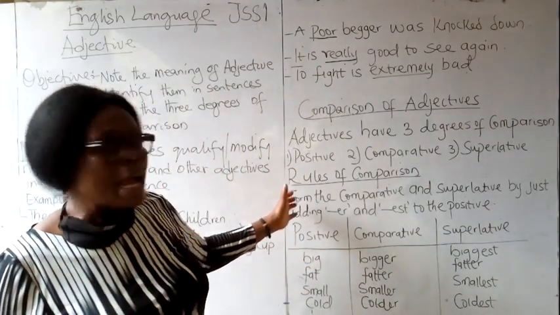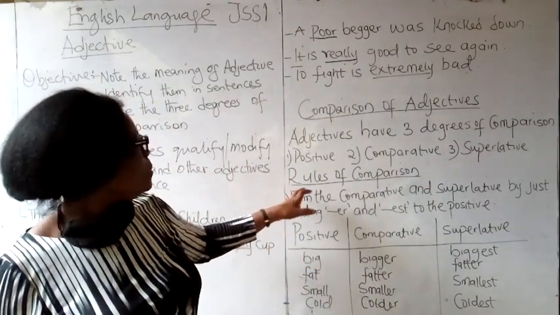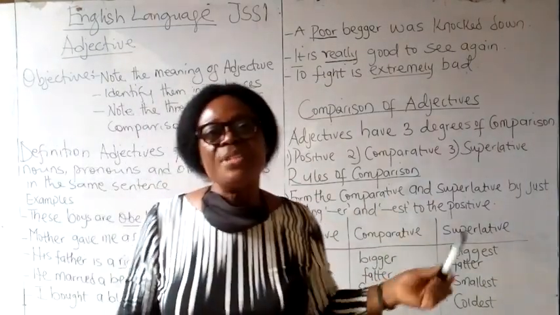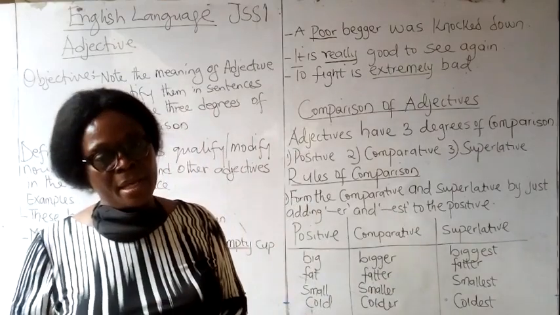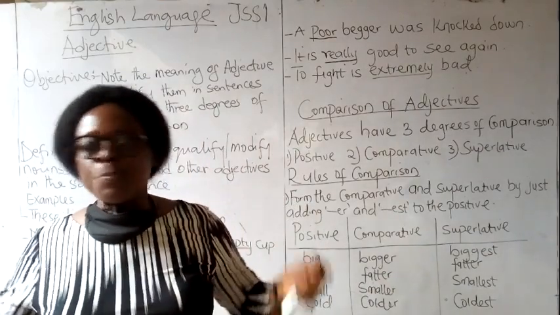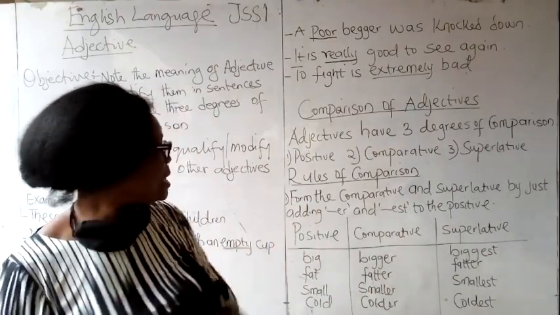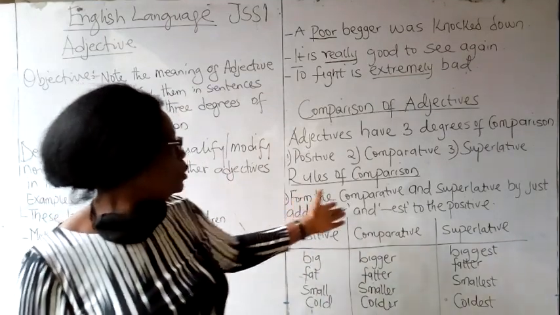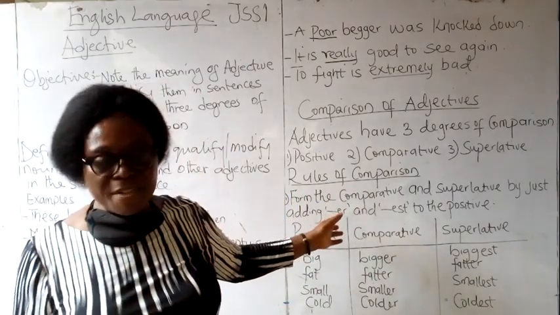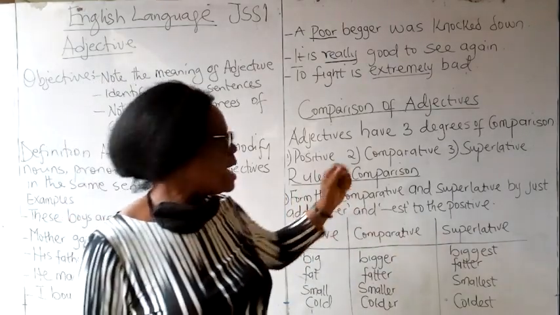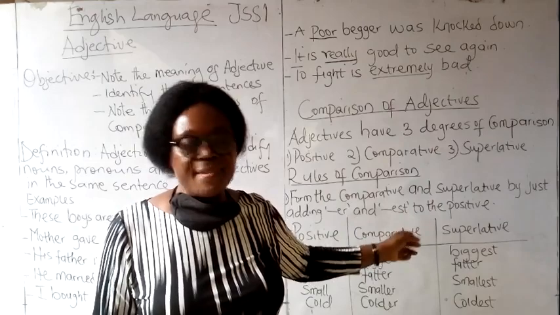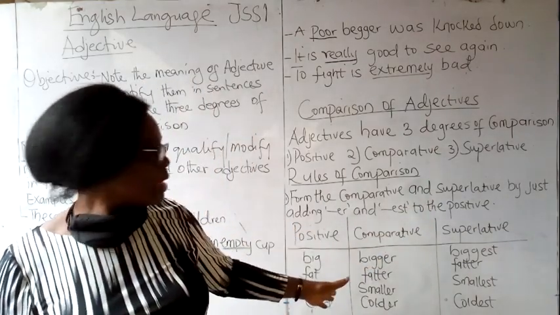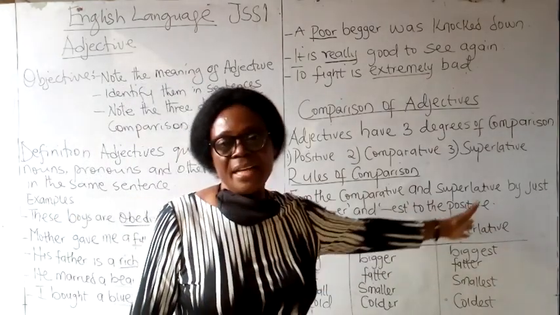And I want to go further to tell you that there are rules guiding the way we compare. We use adjectives in comparison. You don't just pick any adjective and start using it anyhow. There are rules guiding it. And the first one is that you just add suffixes like what? ER, EST to adjectives in order to form the comparative and the superlative.